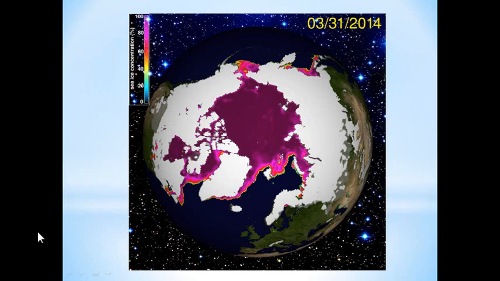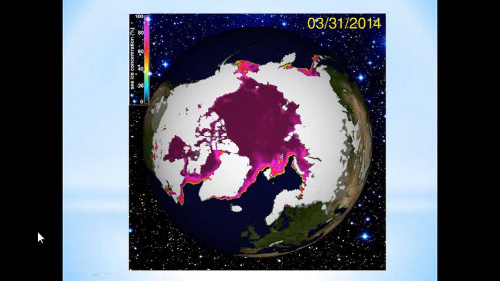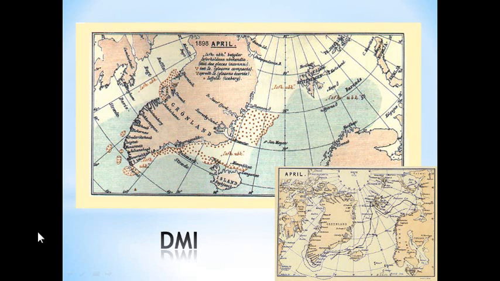But this is how it looked a couple of days ago. And if we look at the Greenland Sea here, this is again based on passive microwave images. If you look at the ice here between Iceland and Greenland, you see there's not a lot. And just for comparison, this is a map from the Danish Met Institute. This is in 1898, showing the ice in April.